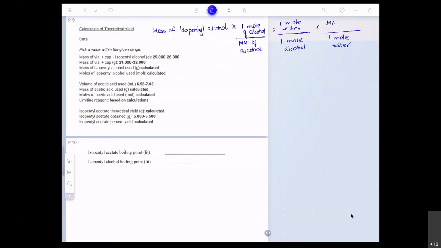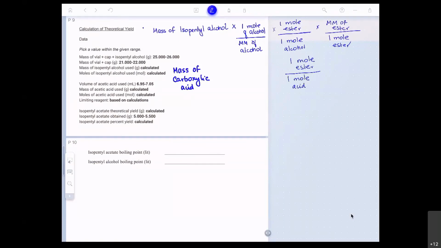And on top is going to be the molar mass of the ester. So you need to calculate the theoretical yield using the mass of isopentyl alcohol. Remember to also calculate the theoretical yield using the carboxylic acid, which is acetic acid. You have to repeat it, and the ratio is again 1 to 1. So it's 1 mole of acid times 1 to 1 mole of the ester. Similarly, the one that's going to give you the least amount of yield is your limiting reactant.